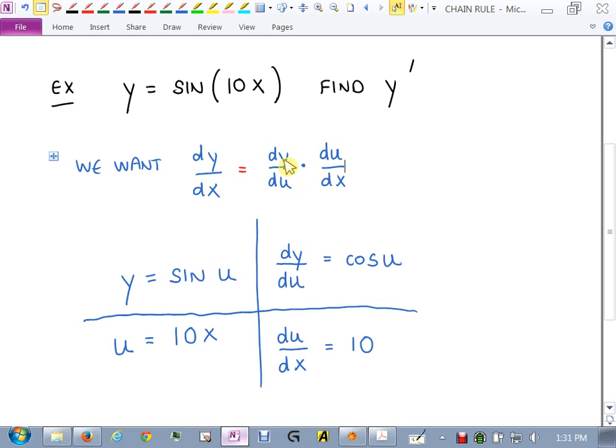And so what is dy du? This. What is du dx? This. So let's write those down. This should be equal to what? Cosine u times 10.